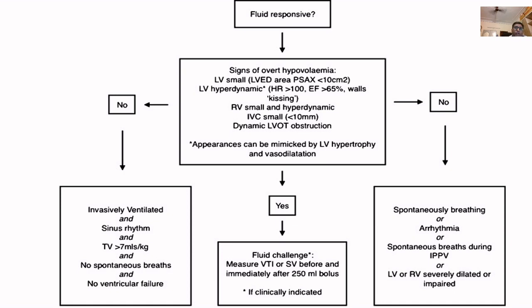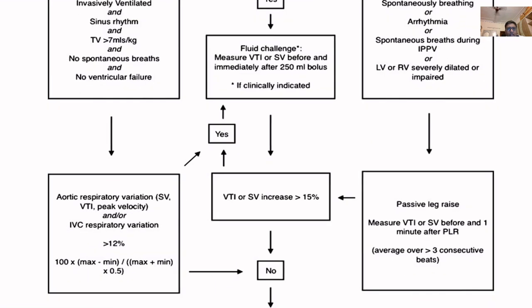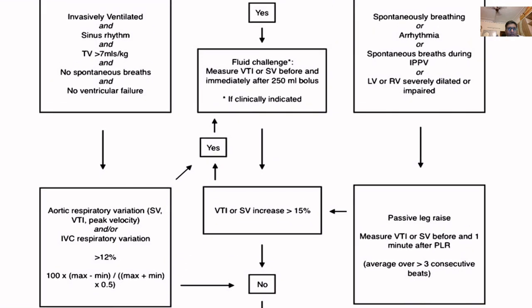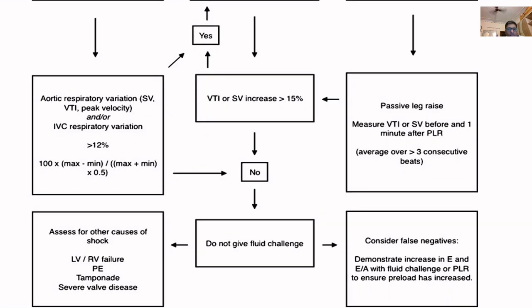So if signs of overt hypovolemia are there, like small LV, hyperdynamic LV, EF is good, walls are kissing, hyperdynamic heart, and based on eyeballing, RV is small, IVC is small, and a lot of variation, then probably you can give a fluid challenge, and you measure VTI or stroke volume before and after the fluid challenge to see if stroke volume increases by around 15%. If yes, then that will be your marker that this patient is fluid responsive. If there is no increase in VTI, then do not give further fluid. Also assess for other causes, LV-RV failure, any tamponade, any obstructive shock, and false negatives can be there.